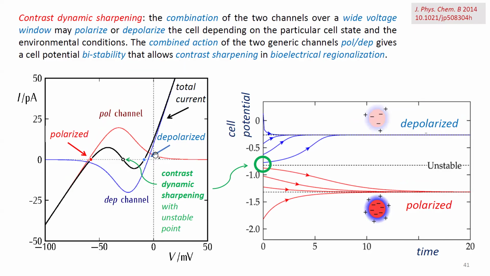Summing up the two channels, we get a total current, which for a certain value of the cell parameters can show bistability, in the sense that there is an unstable point which moves to the polarized cell state or the depolarized cell state depending on the environmental conditions and the particular initial cell state. This is clearly seen in this graph, moving from an unstable point either to the depolarized or the polarized cell state. This moving is highly context sensitive, as you can see.